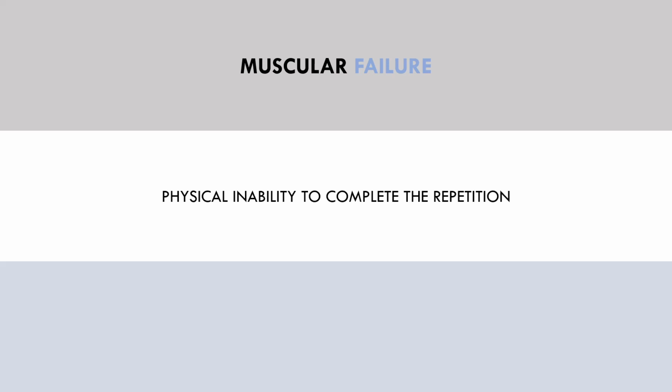That is, they fail to perform another rep. So the trainee attempted to perform another rep, but they were physically incapable of producing enough force to overcome the resistance. For example, a trainee may perform 10 bicep curls and then fail on the 11th rep. This means they took that particular set to true muscular failure.